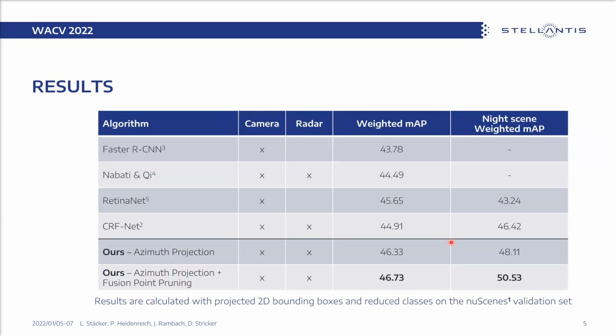Let's conclude by looking at the results. We compare ourselves with two image-only baselines and two leading radar camera fusion algorithms. In terms of the weighted mean average precision, our approaches with the azimuth projection technique and also in combination with fusion point pruning outperform the other approaches, especially when we take a look at night scenes only, where the camera is less effective and we get a significant increase in performance with our radar fusion.